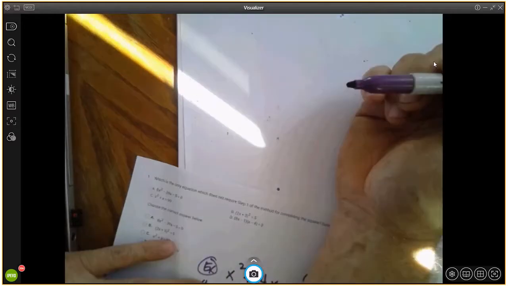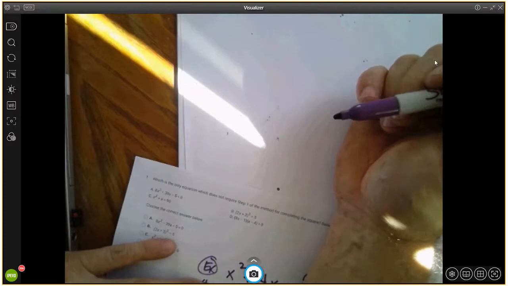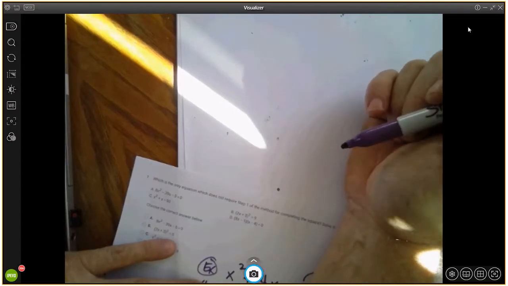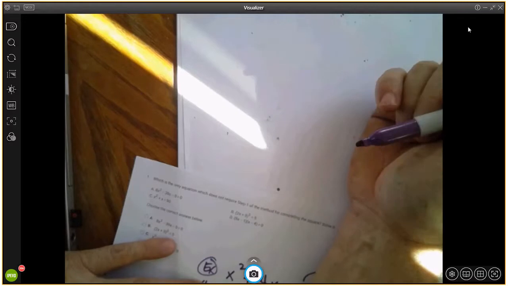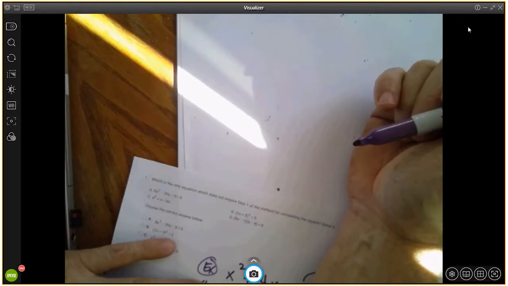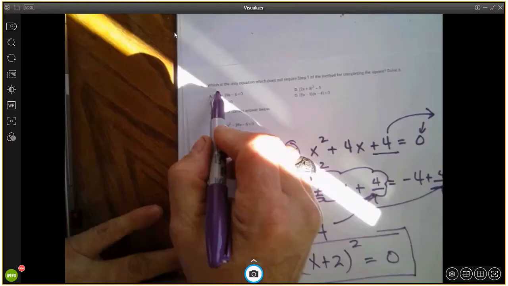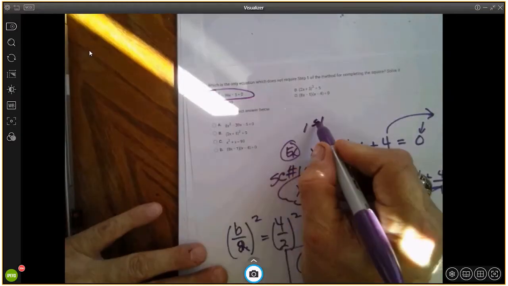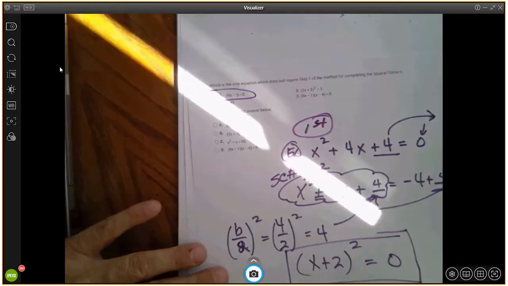Which is the only equation which does not require step 1 of the method for completing the square? Well, step 1, it all depends on what your step 1 is. My step 1 is setting equal to 0. I guess A would be it, because you got to set equal to 0 first. That's my first step. This is not a very good question. I would not ask this question on the test.